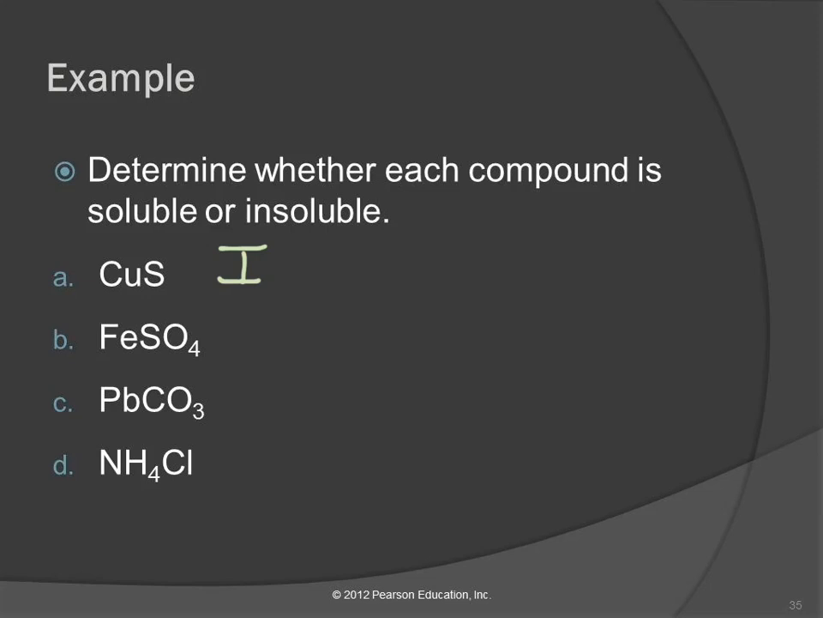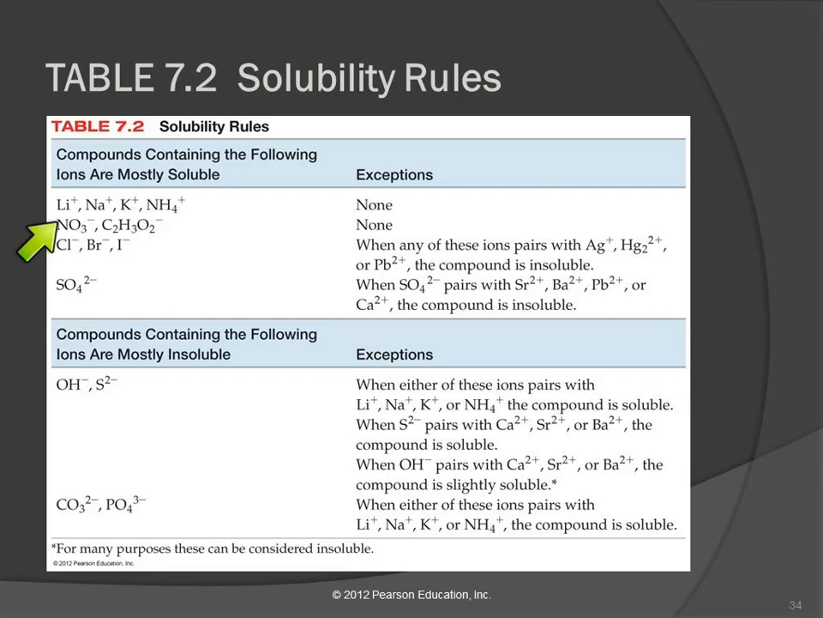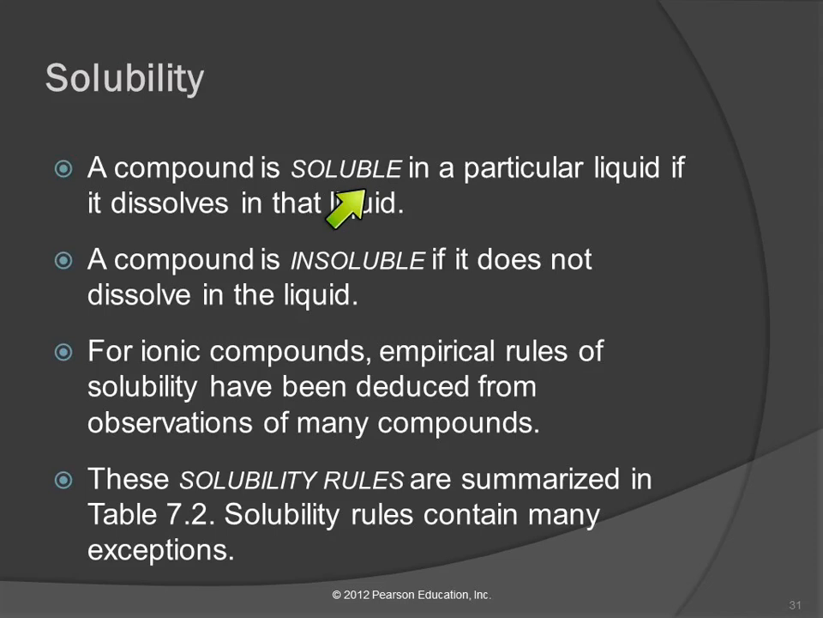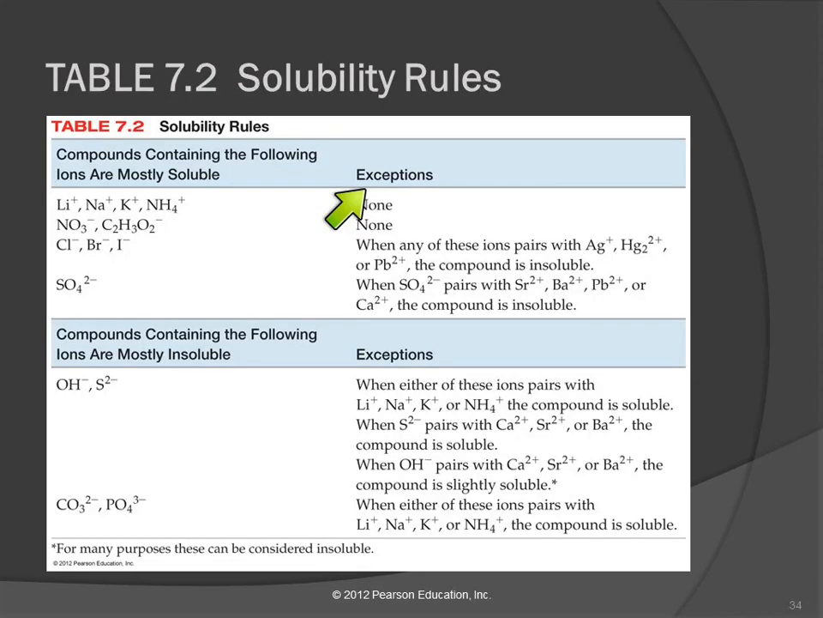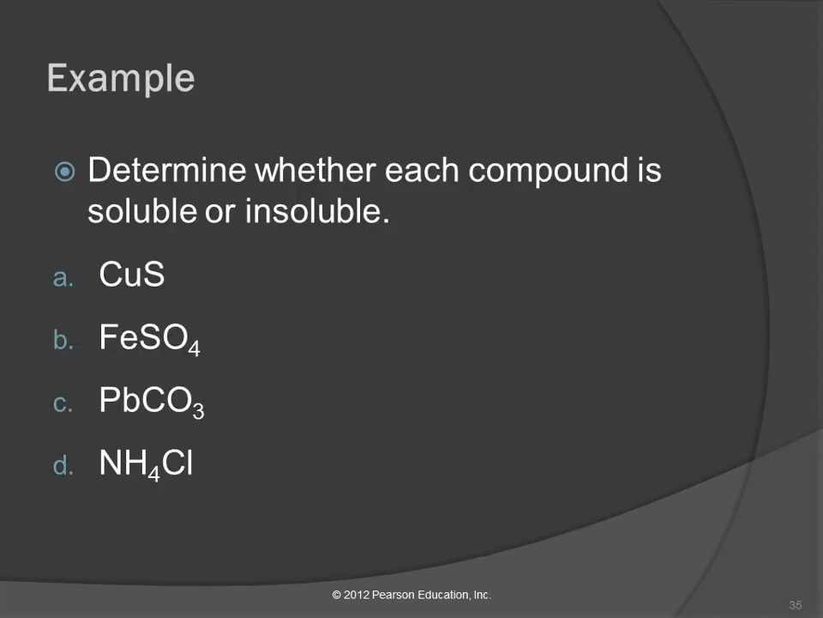Iron sulfate, FeSO4. Two ions, iron and sulfate. We go looking for them in the table. So in the top part here, we don't see iron. Oh, here's sulfate. Sulfate compounds are mostly soluble except sulfate with strontium, barium, lead, or calcium. But we're looking at iron. Sulfate with iron is soluble. So I'm just going to write S for soluble.